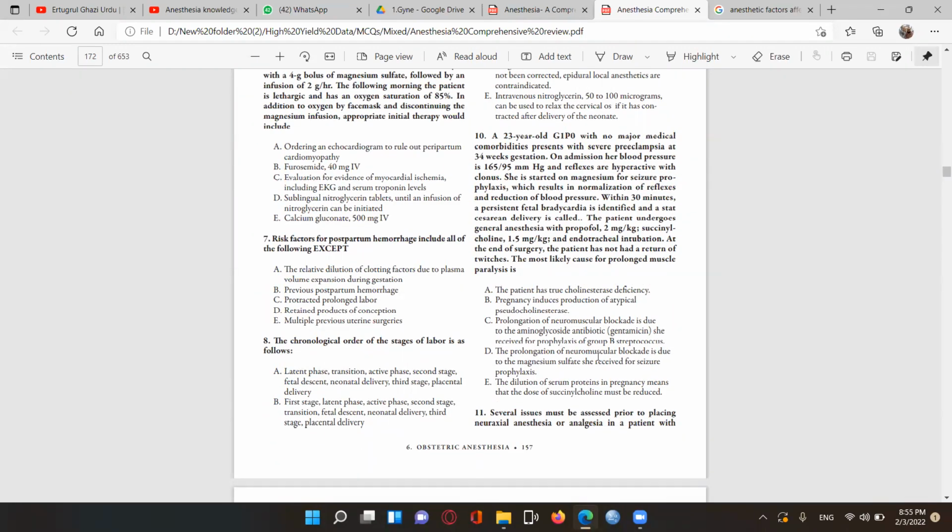How will you compare calcium chloride with calcium gluconate? Anyone else? Calcium chloride has more ionized calcium. Okay. So it has 3 times more ionized calcium than calcium gluconate.